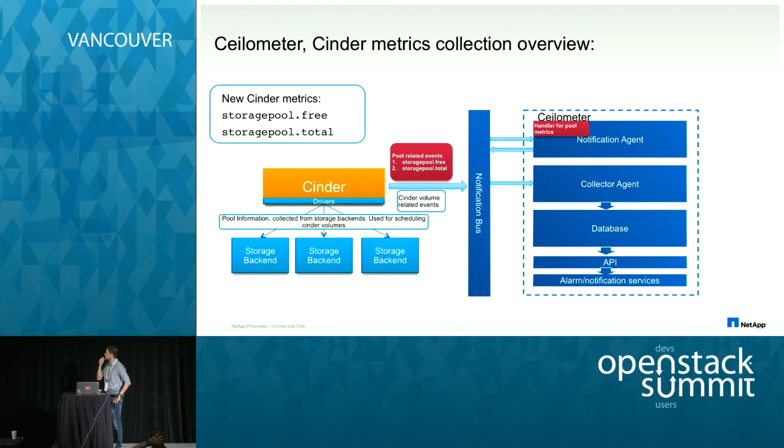So this is what we did. We enabled Cinder to send some storage pool related metrics over to Ceilometer, which can then be alerted upon. Ceilometer already provides alarming and alerting functionalities over the existing metrics. So we enabled Cinder to send these couple of metrics over to Ceilometer so that they can be tracked and alarmed, and the administrator can get automatic alarms over that.